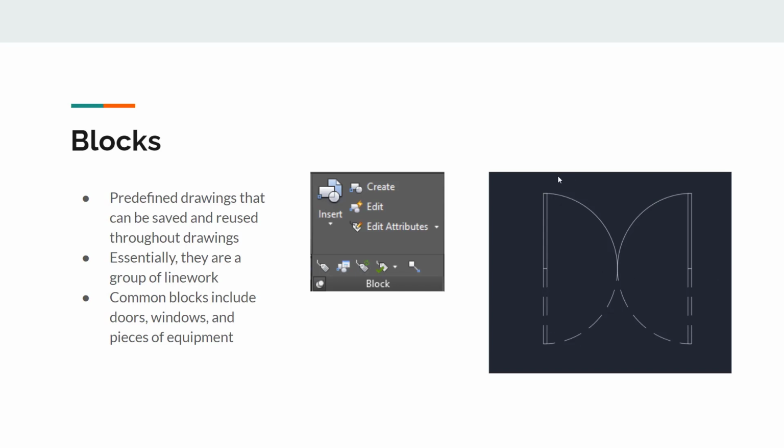You also have blocks for things like windows and single doors. Basically, any sort of object that you need to put into your drawing, other than walls and stuff that you're going to be drawing on your own, it'll be some kind of a block that you're inserting into the drawing. All right. And common blocks include doors, windows, and pieces of equipment such as appliances or sinks, toilets, things along those lines.